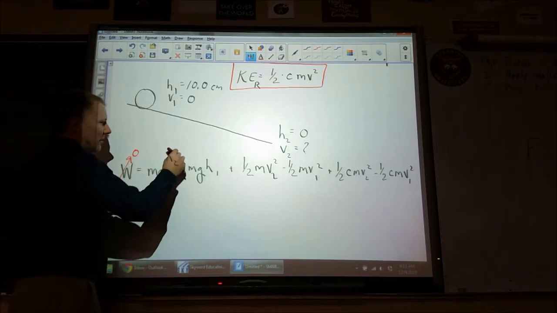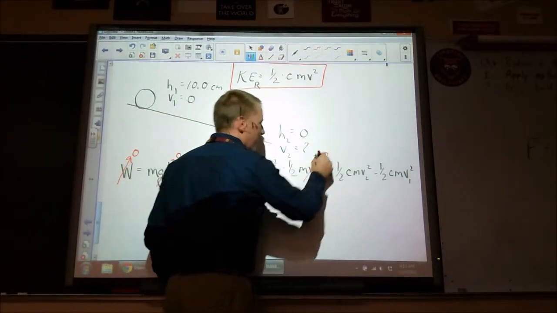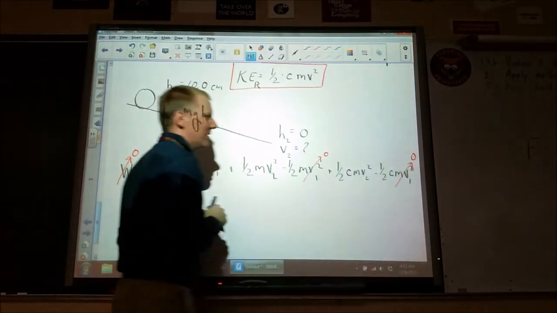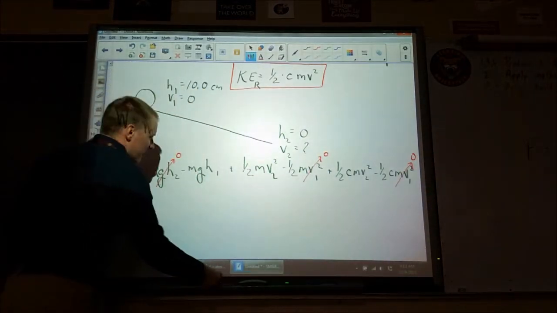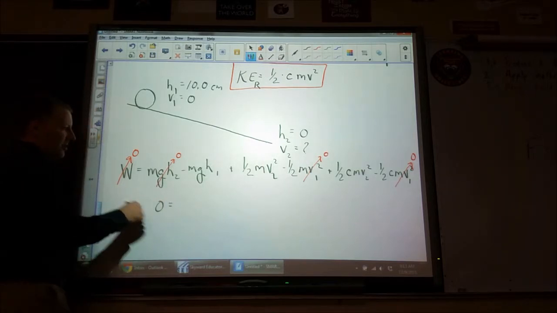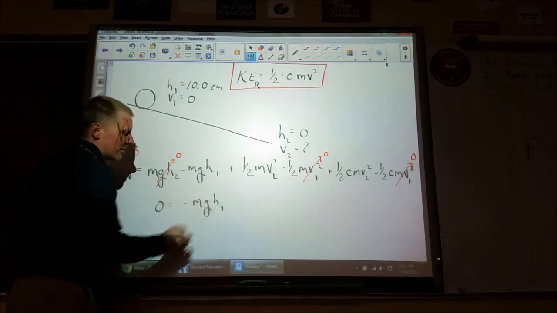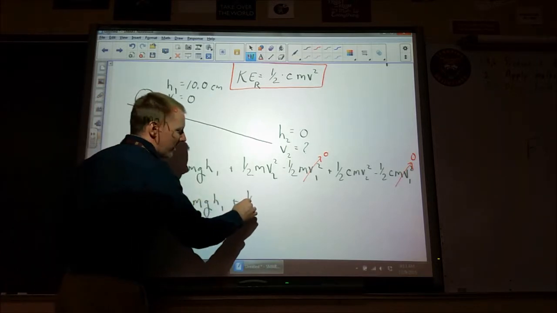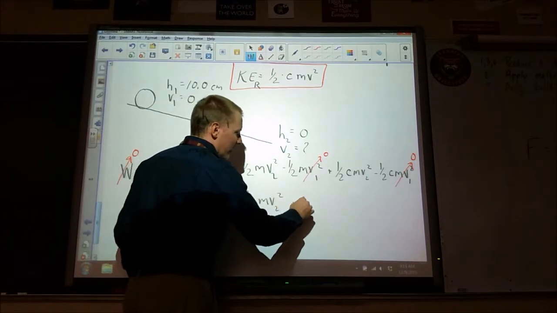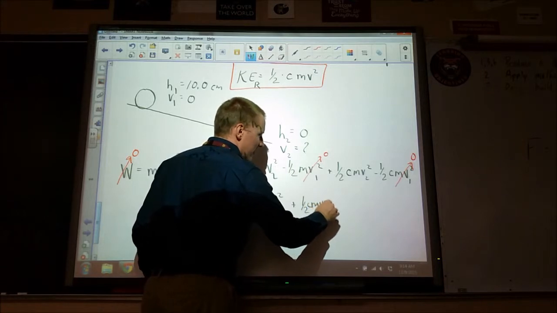H2 is 0. We said V1 is 0, so that means this term is gone and this term is gone. It was not spinning at all. So we have 3 terms left. They'll add up to 0. We have a minus mgh1, that's our potential energy, plus 1/2 mv2 squared, plus 1/2 c times mv2 squared.